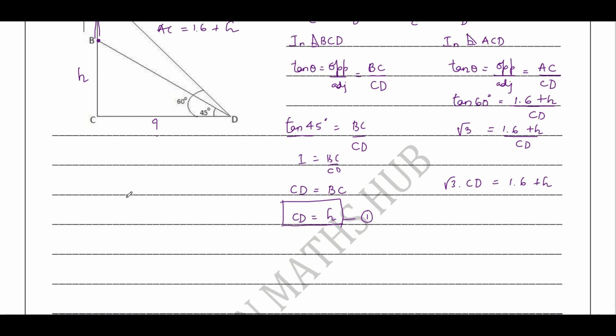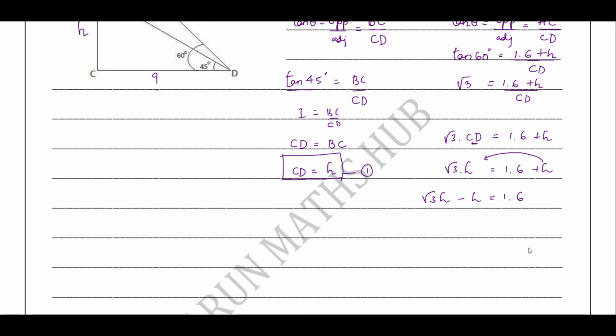Now what is the value of CD from equation 1? It is H. Now substitute the CD value. Now root 3 H equals 1.6 plus H. Now shift plus H to LHS, it becomes minus H. Root 3 H minus H equals 1.6. Now H is common. Take H out. What we get? H times root 3 minus 1 equals 1.6. Now H equals 1.6 divided by root 3 minus 1.